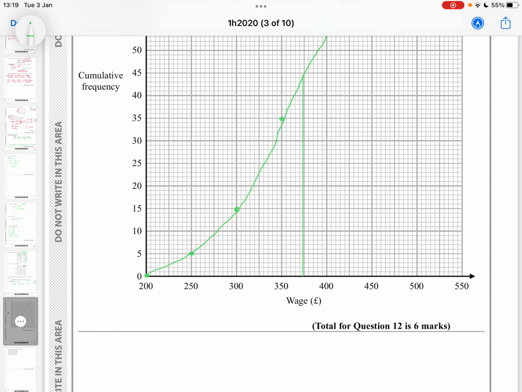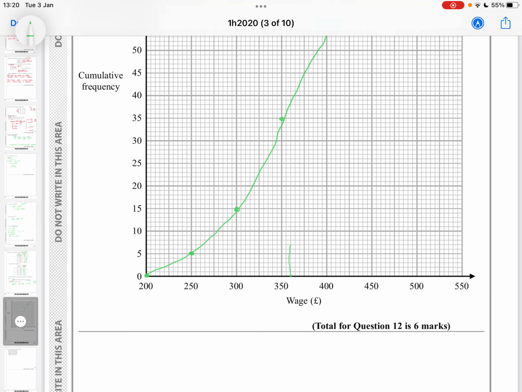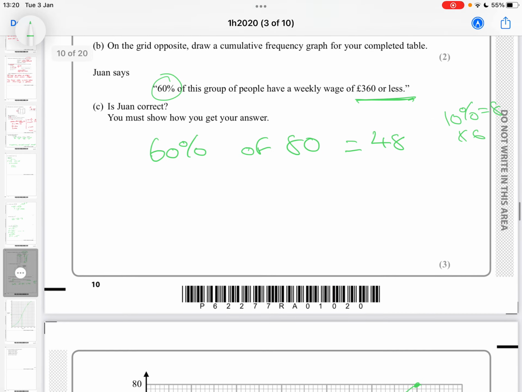And if I go along from my graph, oh no, sorry, my mistake. 360 is here. So we're going to go up to about here, and then we're going to go along to here. So it's about, on my graph, 38. It's not drawn the best just because it's on the iPad.